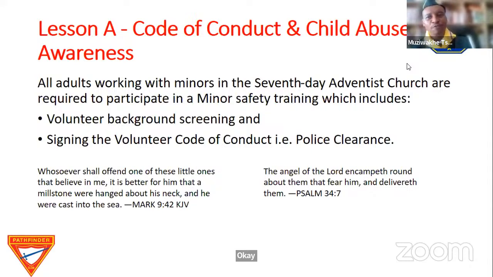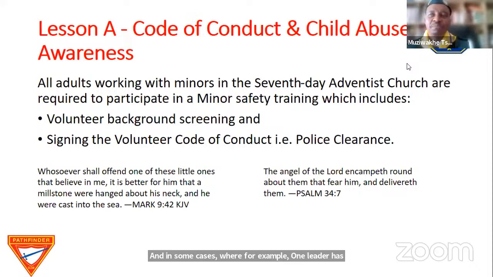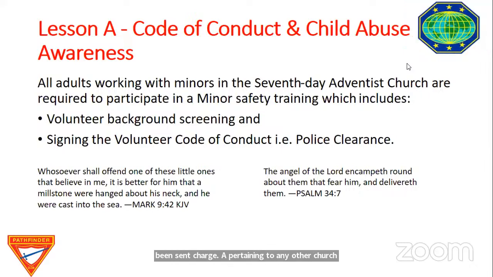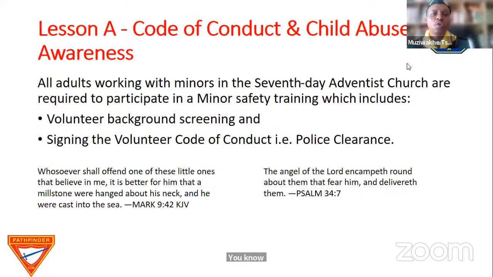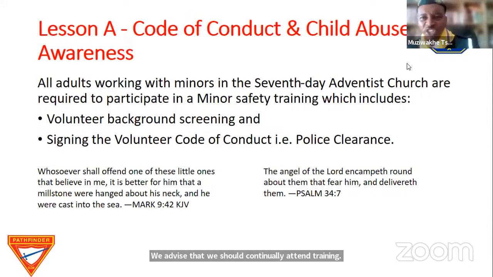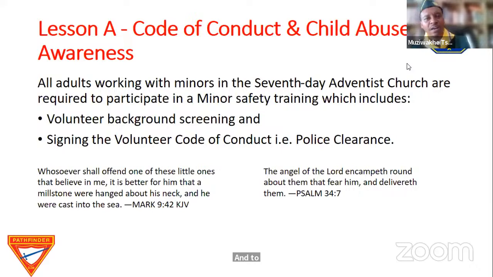In some cases where, for example, one leader has been censured pertaining to any other church procedure that has been executed against the leader, we advise that they should continually attend training. If that leader is not barred by the church or the club from working with children, they can continue working with children, but they need to update their training. They need to continue doing their BST to ensure that they are updated in terms of their knowledge, and they may actually continue working with children.